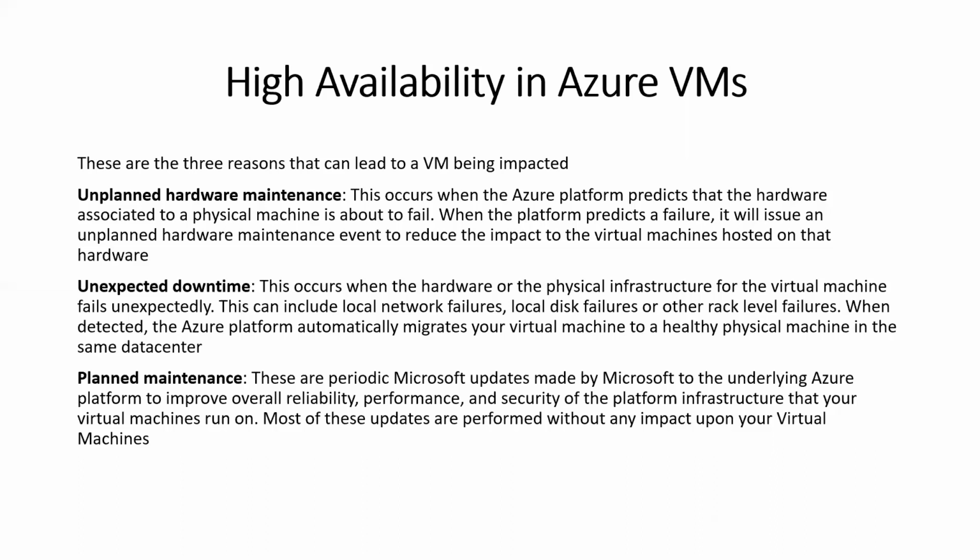The second one is unexpected downtime. This occurs if there is any hardware failure that has already happened and which is unexpected. So Azure is going to make sure that it will migrate your virtual machines to a healthy physical machine in the same data center. The third one is planned maintenance. So Microsoft has the responsibility to update its own servers where the virtual machines are running. So Microsoft will make sure that the Windows updates that need to be done on its own servers are planned in such a way that it does not have any impact on our virtual machines.